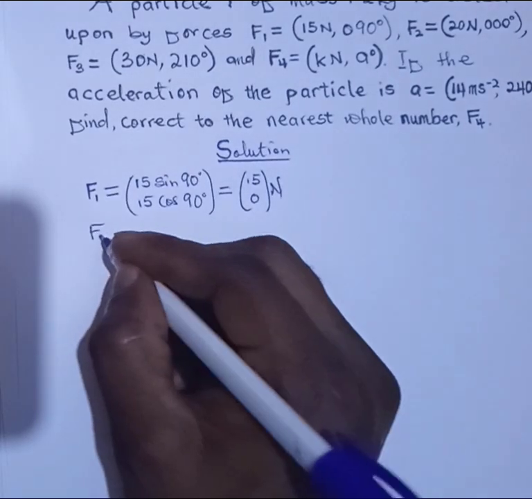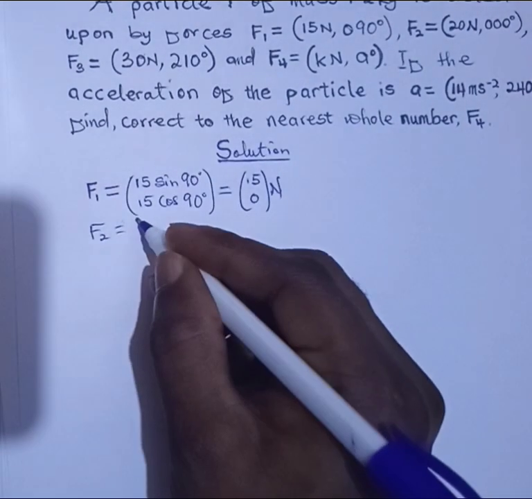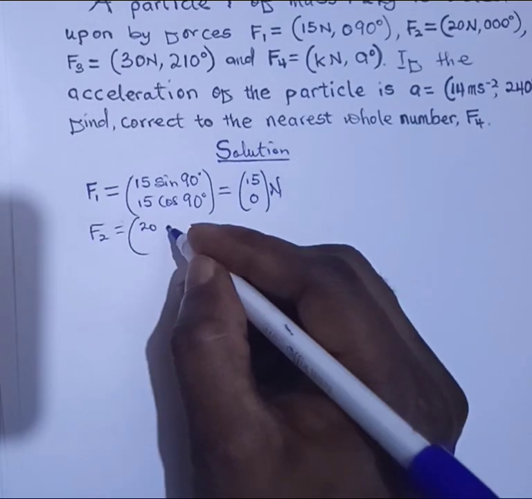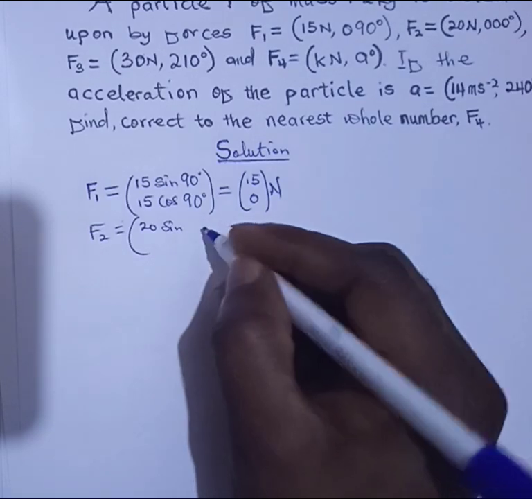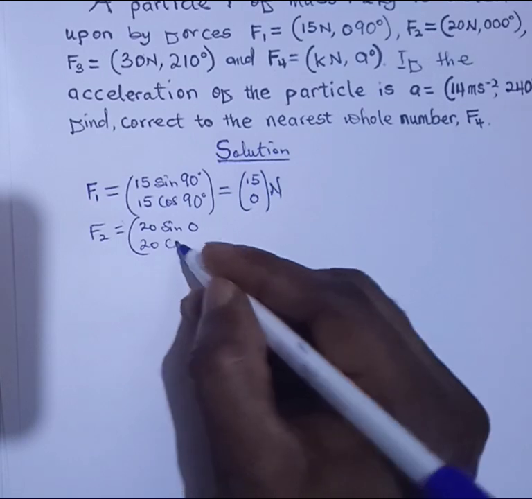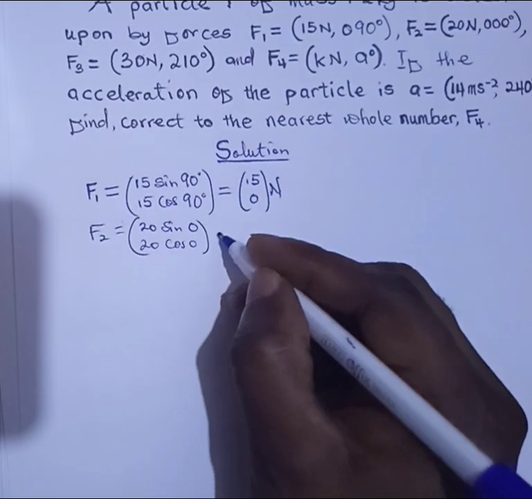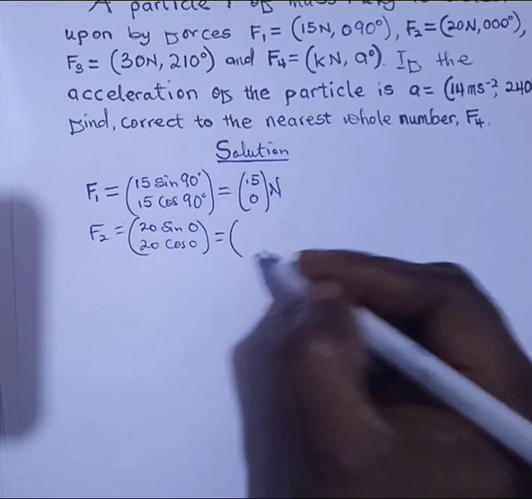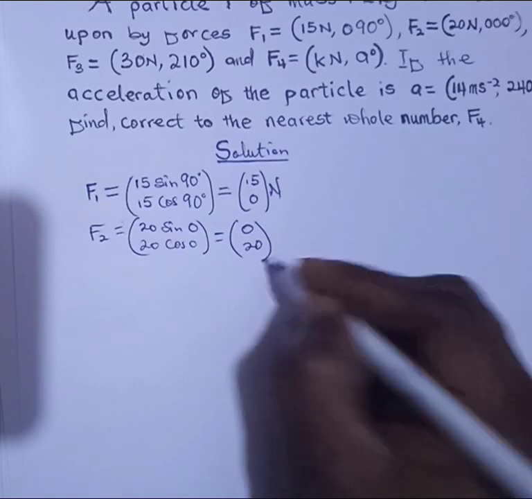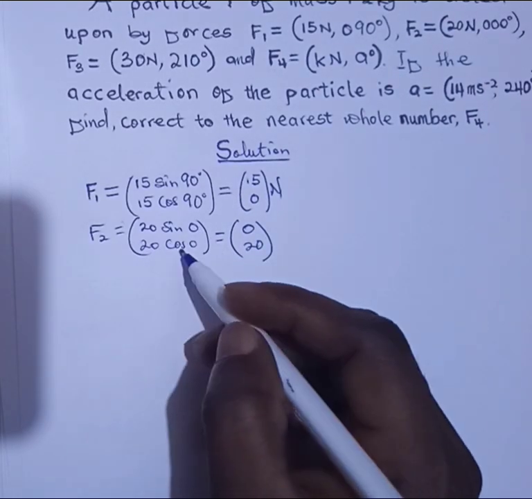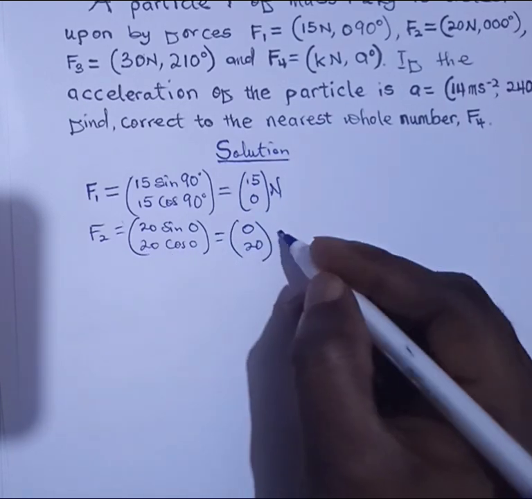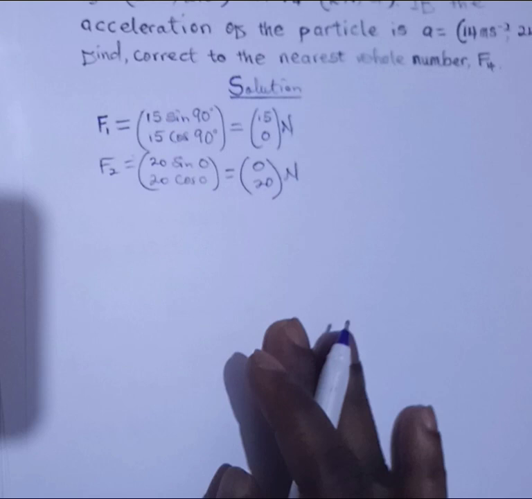Now let's look at the second force, which is also giving us 20 sine 0 and then 20 cos 0. So if you resolve this one too, we are getting 0 and 20. Since sine 0 is 0, cos 0 gives us 1, and 1 times 20 is 20. All right.